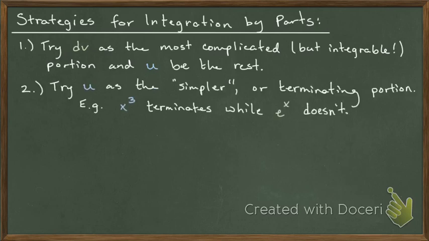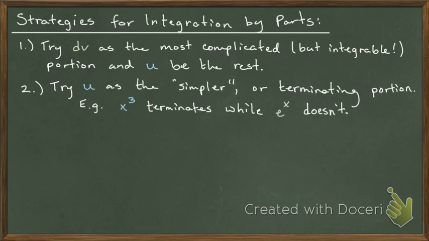Number 2 is that we try to use the simpler portion, or the portion that terminates. And the way I typically think about this is, for example, e to the x does not terminate, but x cubed does. So u in a situation like that would probably be x cubed, right? Because eventually it's a little simpler, first of all, but it also terminates if I take a couple derivatives.